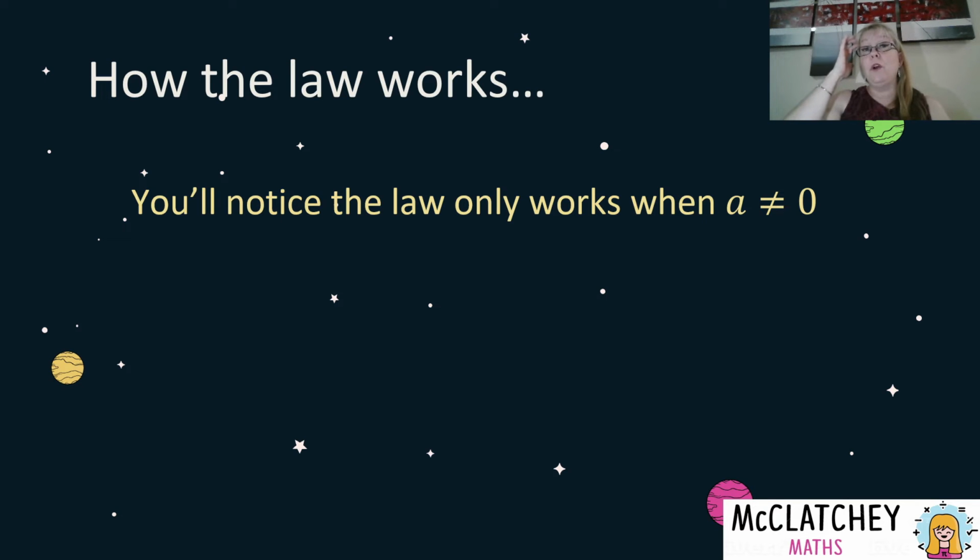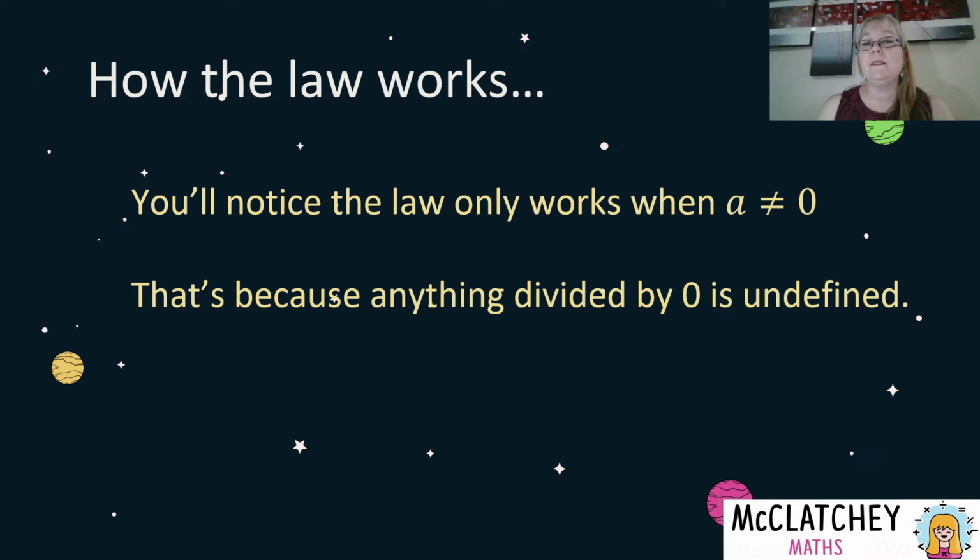Now you'll notice the law only works when a is not equal to 0. And the reason for that is that anything divided by 0 is undefined on your calculator. You can try that yourself if you like. You can go and do 12 divided by 0. You're going to get an answer like a syntax error or something like that. It's impossible to divide something by 0. So the reason why it works is if my base was 0 and then I tried to do that to the power of 0, well, what I'm saying is 0 divided by 0, and like I said, anything divided by 0 is equal to an undefined answer. So that's why that happens.